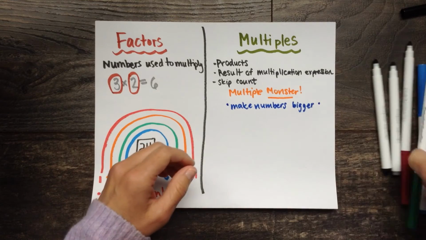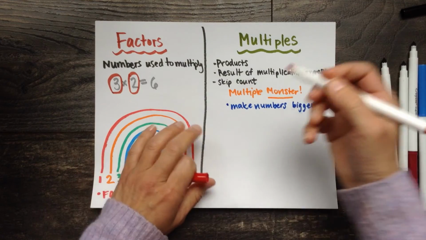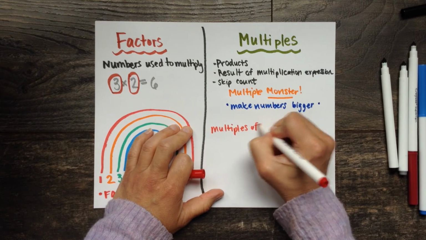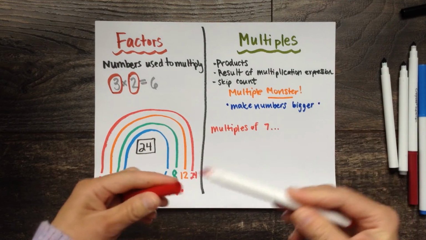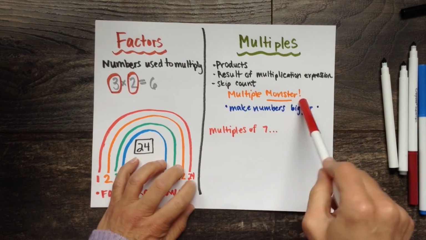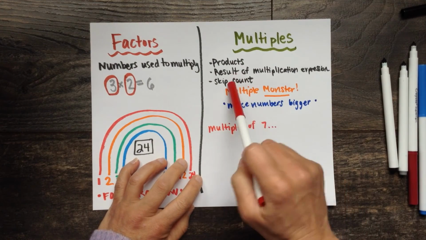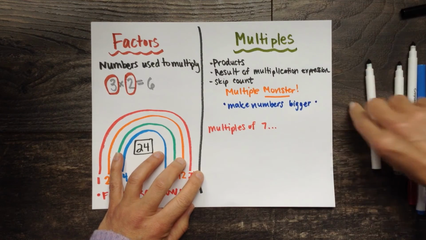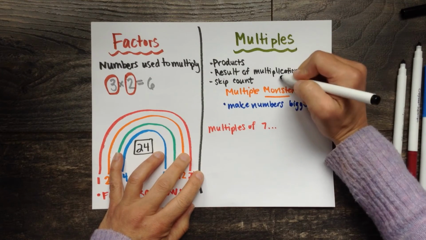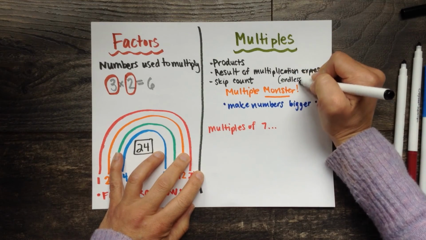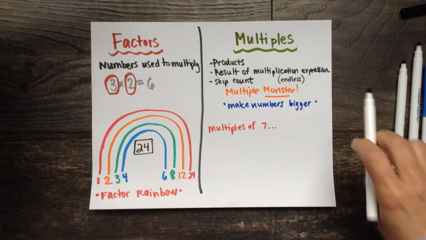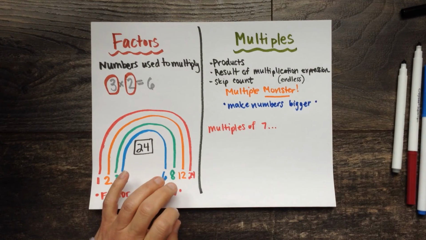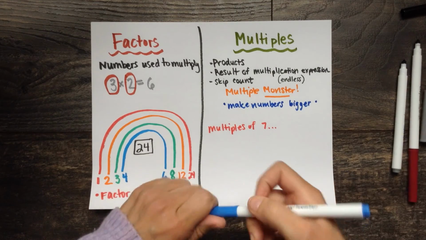So for instance, let's do an example: multiples of 7. What are the multiples of 7? We know that our multiple monster makes numbers bigger, and we hit all of our multiples on skip counting. We can say they're kind of endless, because when we skip count we can go on and on forever, right? So let's list the multiples of 7.